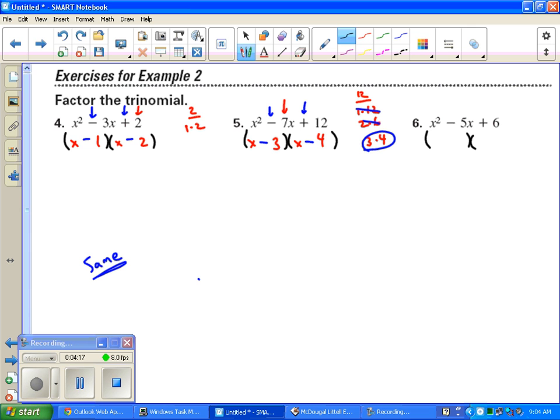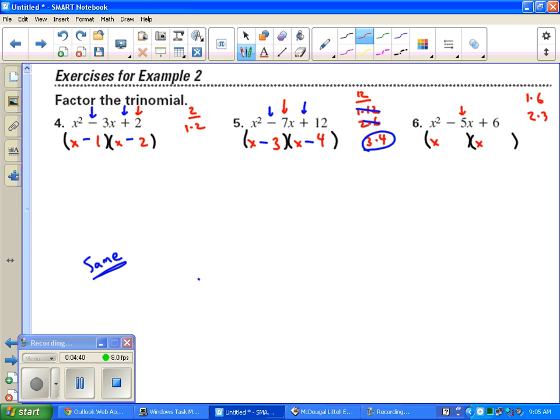Number 6, open up 2 sets of parentheses. X times x gives you x squared. Your factors of 6 are 1 times 6 and 2 times 3. So just like the first one, like number 1, we have 2 possible answers because both of those sets will get you to the number 5. We're trying to get to 5.